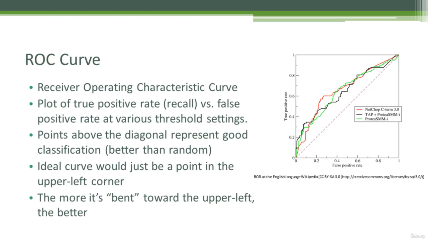So the ideal curve would just be a single point at the upper left-hand corner, just a big right-hand angle where the whole thing is in that upper left-hand side of the graph, if you will, to the left of that diagonal line. So the more bent a ROC curve is toward that upper left corner, the better. That's how you interpret these things.